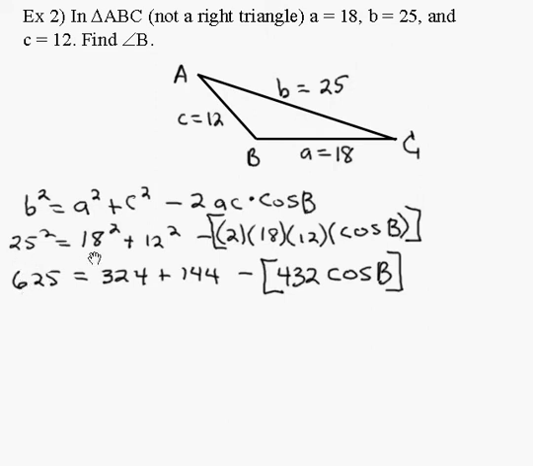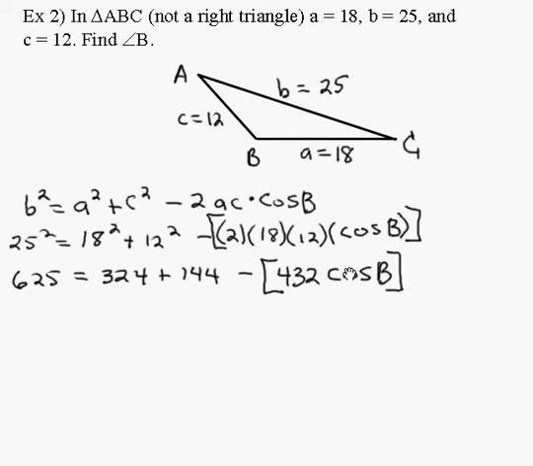25 squared is 625, 18 squared is 324, 12 squared is 144. 2 times 18 times 12 is 432. And again, I still have my brackets here. And I'll tell you now why I have those brackets there. This is 432 times the cosine of angle B. Some students, when they simplify, because we've got to add 324 and 144, they get a little carried away, and they would subtract 432. But you can't. This is 432 times the cosine of B.